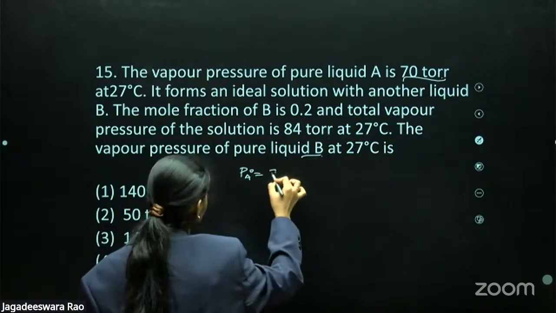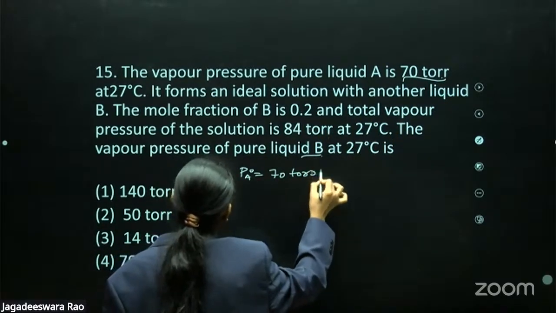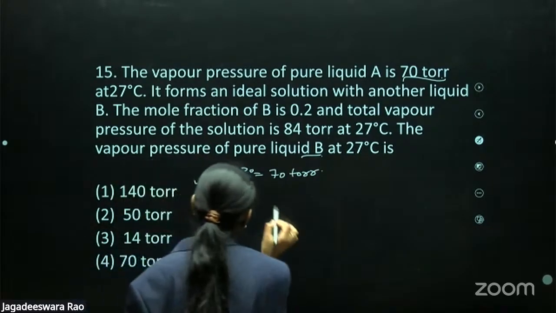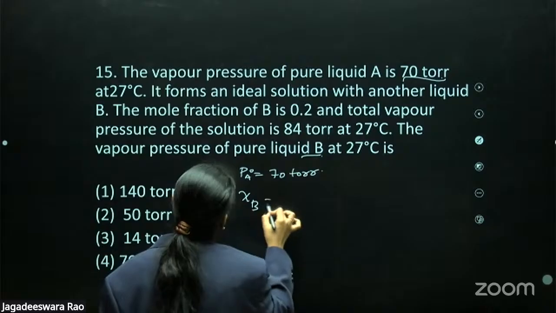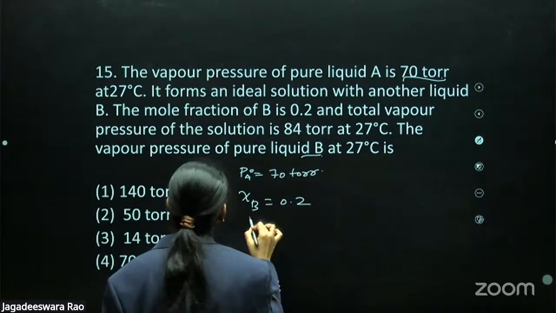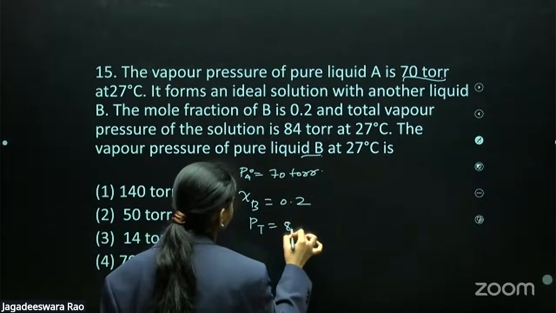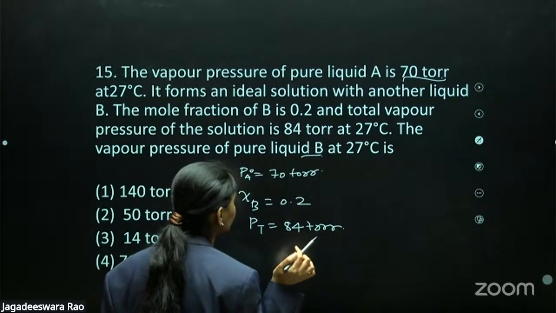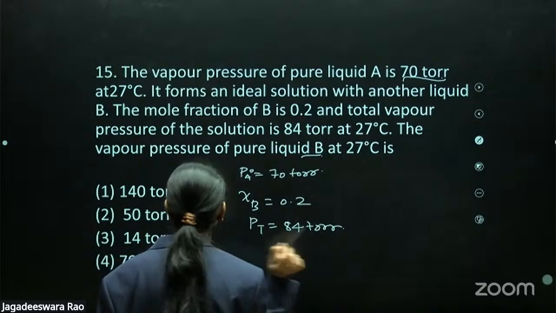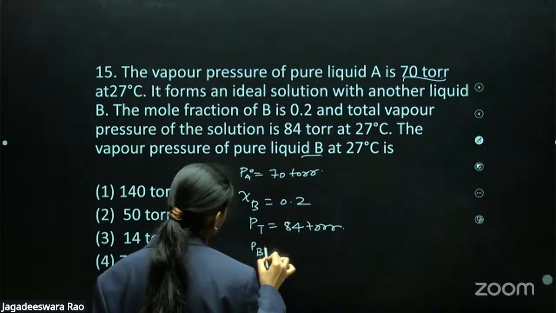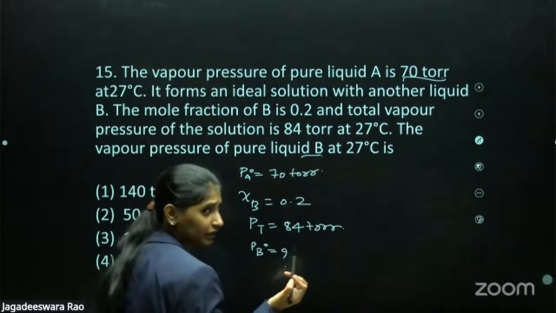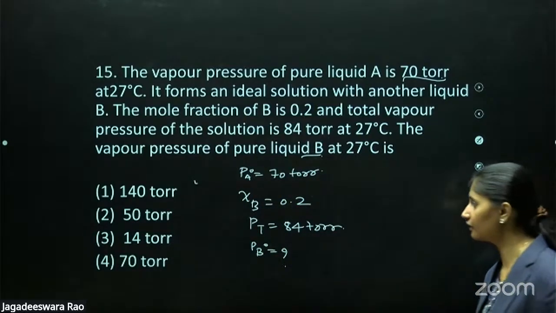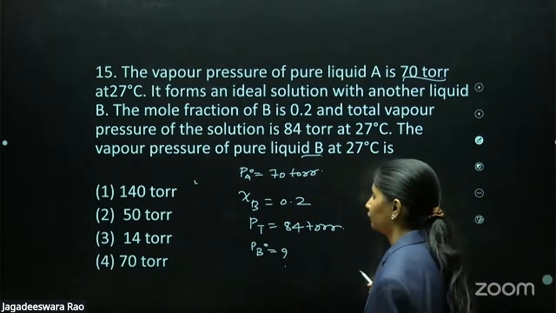70 torr. Correct, students? 70 torr. Next one, it forms an ideal solution with another liquid B. The mole fraction of B, the XB, is 0.2. And then the total pressure is 84 torr. Then they're asking what is the vapor pressure of pure liquid B at 27 degrees Celsius. They are asking what is PB naught. Very, very simple. You can apply the PT formula itself. You know the PA naught value. You have to find the PB naught value.